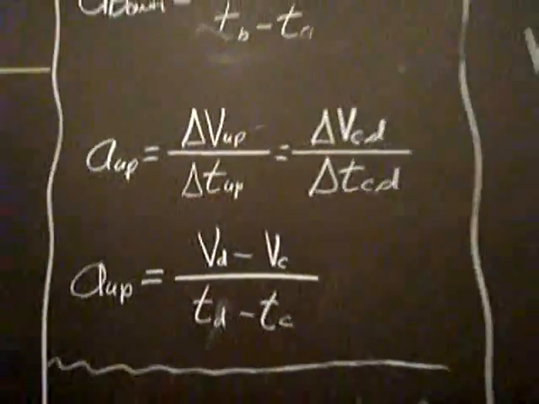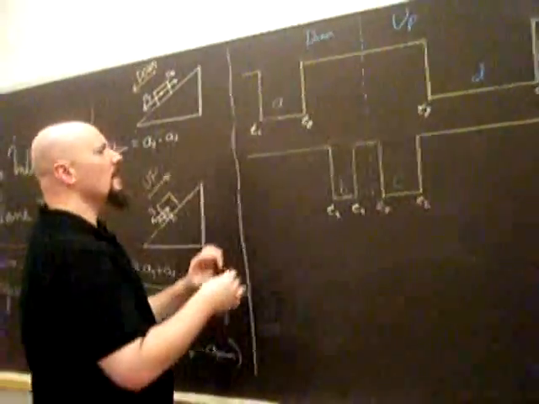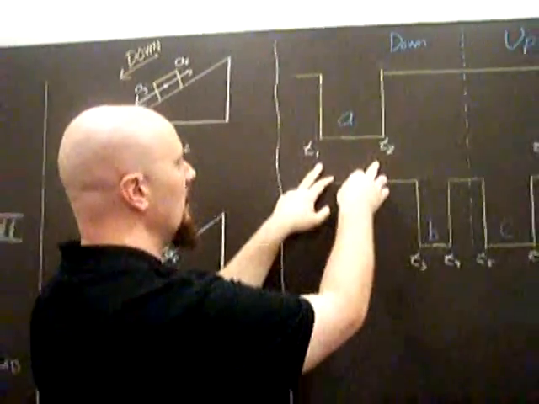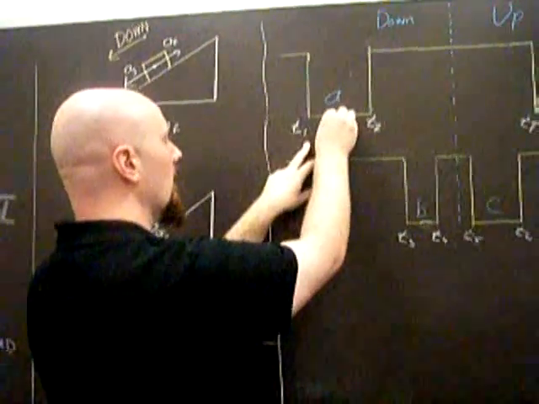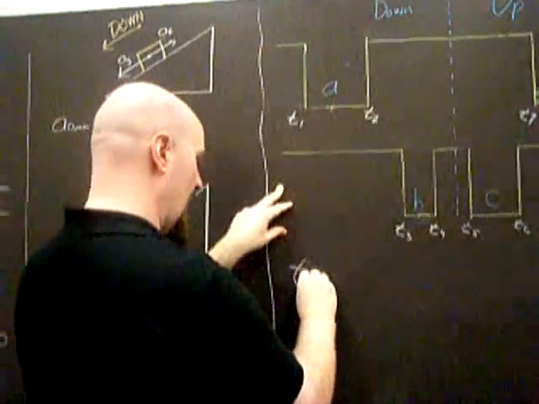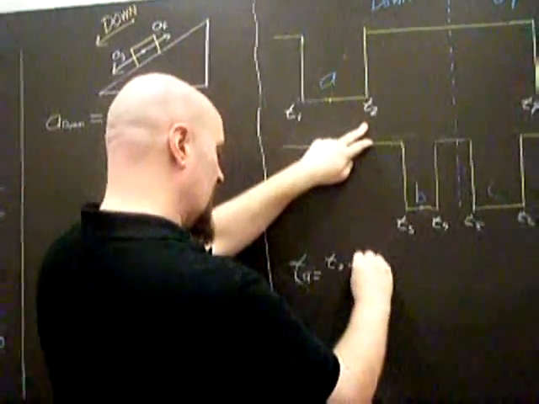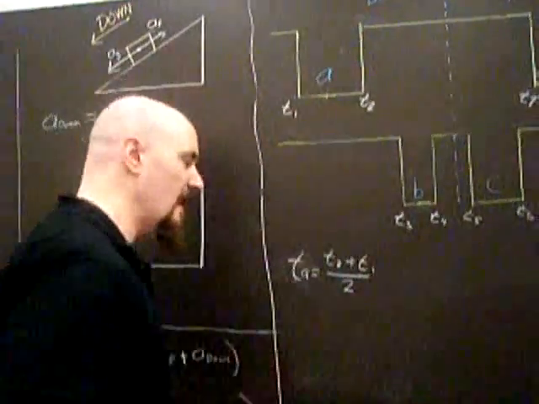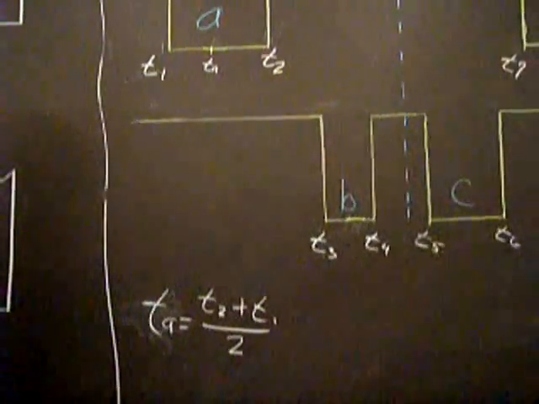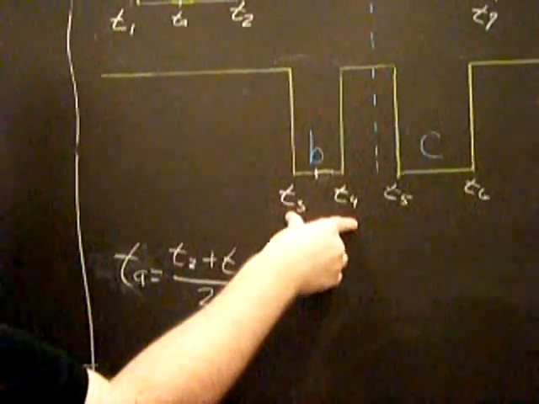So let's put things together. Let's find TA. The time at A, we're going to call the average time in that photo gate right there. So the time at A will be T2 plus T1 divided by 2. It's the average time. So right here is TA. And then TB would be the same thing, except it would be T3 plus T4 divided by 2.